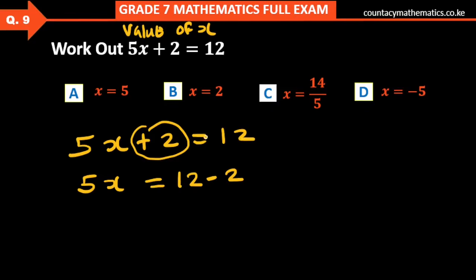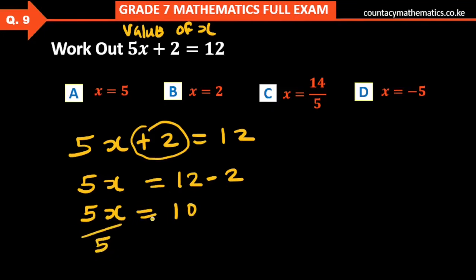It all matters how you interpret and understand it, but the concept is that we are subtracting 2 from the left and from the right side, such that when we subtract 2 here, this 2 dies off and we remain with nothing, but on the other side we remain with 12 minus 2, which we can simplify. What we get here is 5x, and on the right side 12 minus 2 gives you 10.